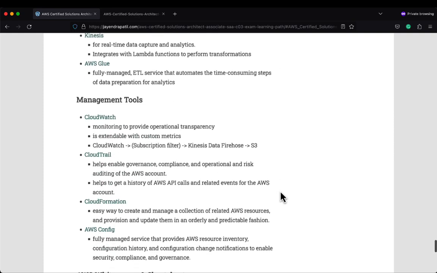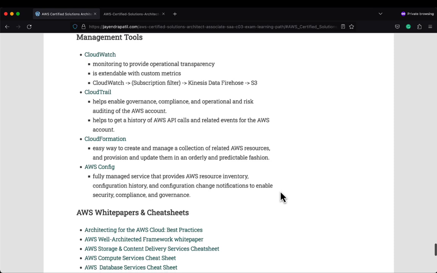You can use CloudWatch for monitoring and logs, and CloudTrail for auditing. CloudFormation can be used as infrastructure as code, and it provides infrastructure automation.